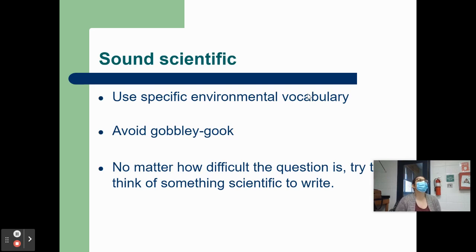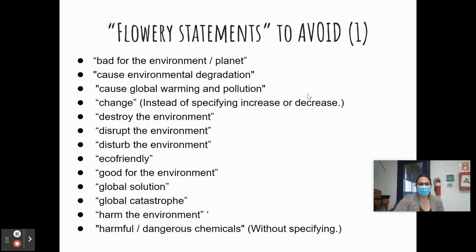And no matter how difficult the question is, think of something to write. You guys know enough that you can throw out some terms, you can give some information, you can BS your way through it and get some points. Okay? I have faith. You guys do it every day on assignments.